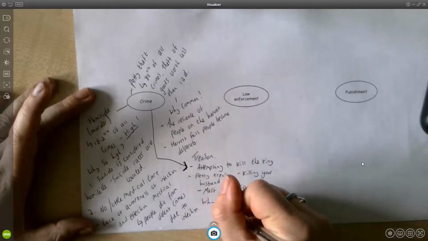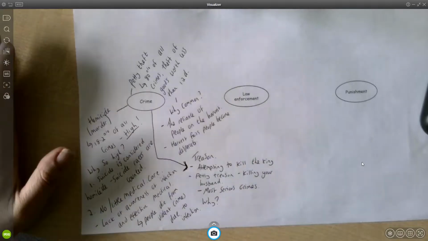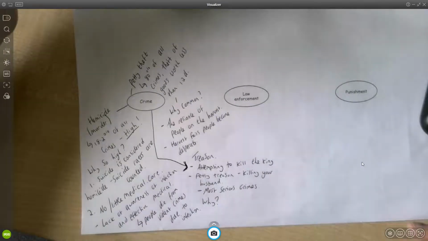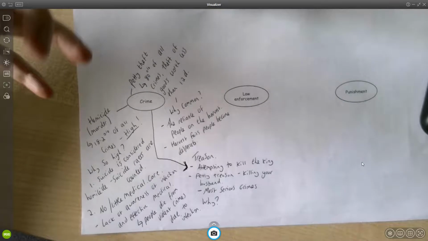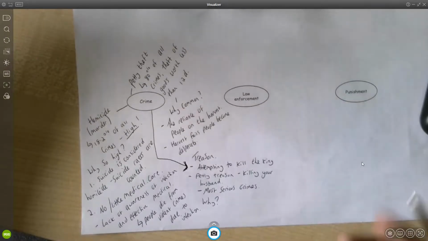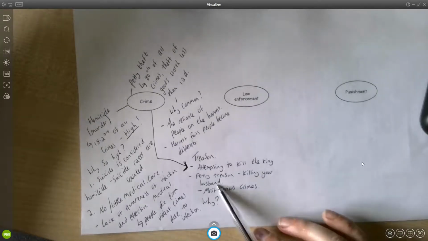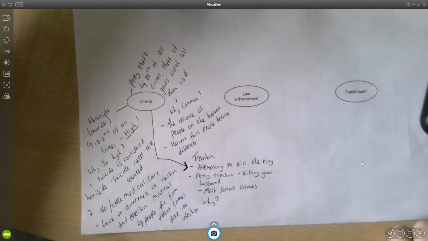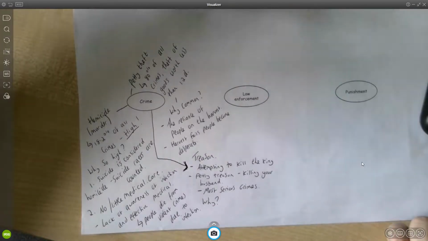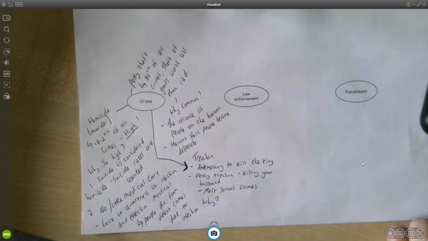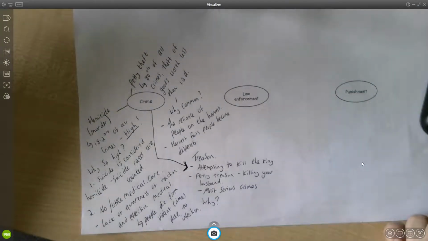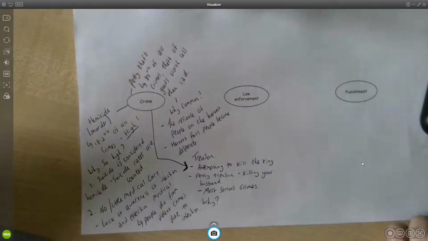Why are they seen as the most serious crimes? Well, that's because the king is the head of the country, and you need to try and keep control, so it needs to be serious and stop people from attempting to kill the king. But why is killing your husband treason? Well, just like the king, the husband is the head of the family. It's a patriarchal society. The man is in charge of the household, just like the king is in charge of the country. So therefore, it is a serious crime to kill your husband.